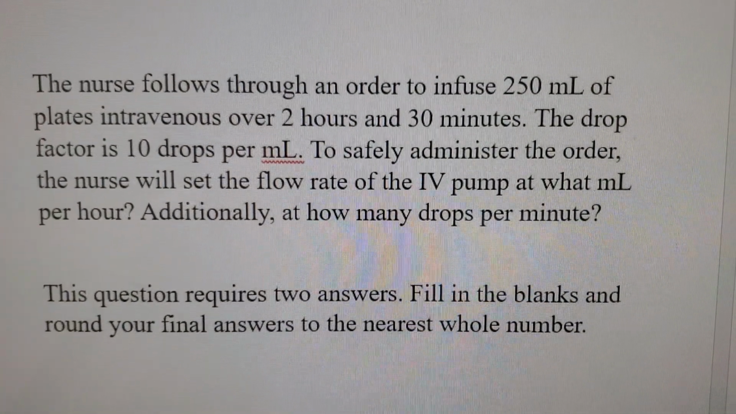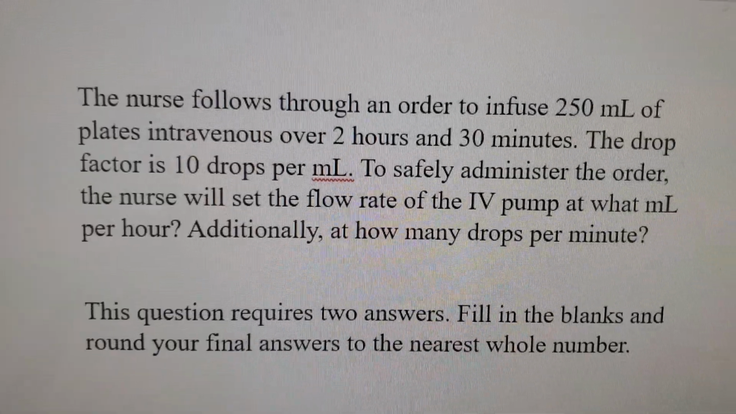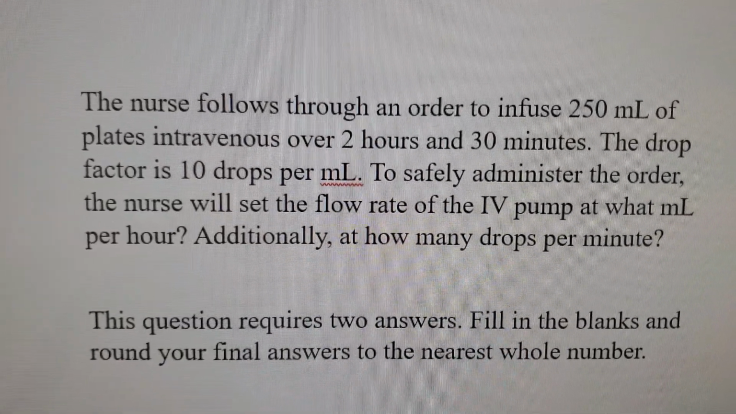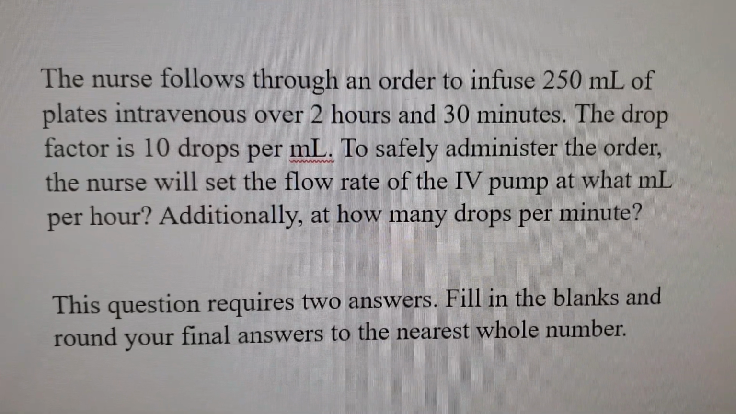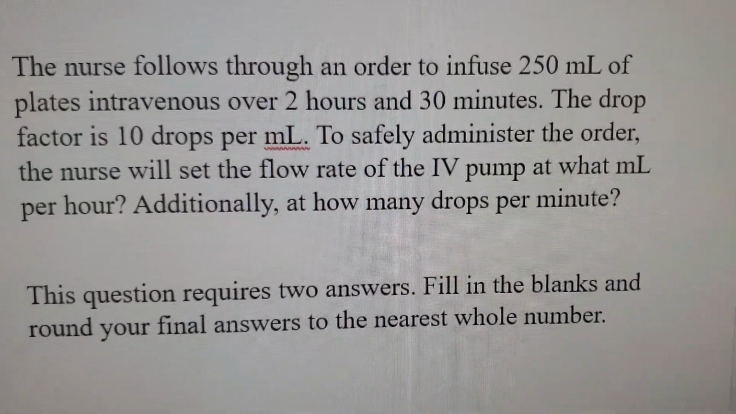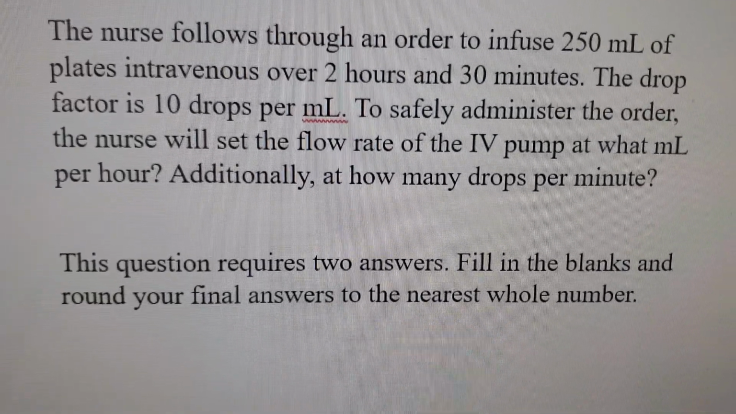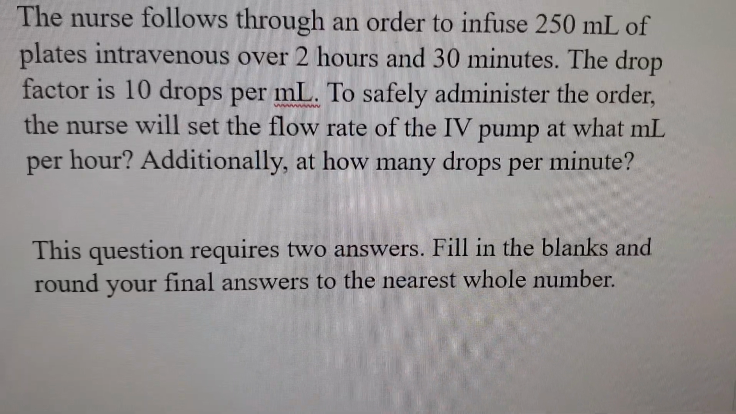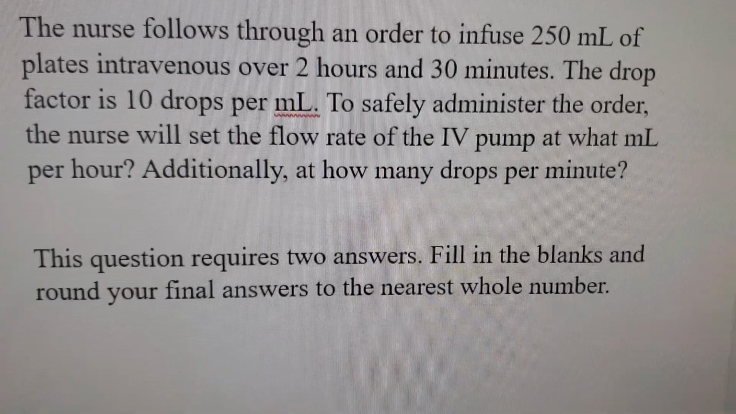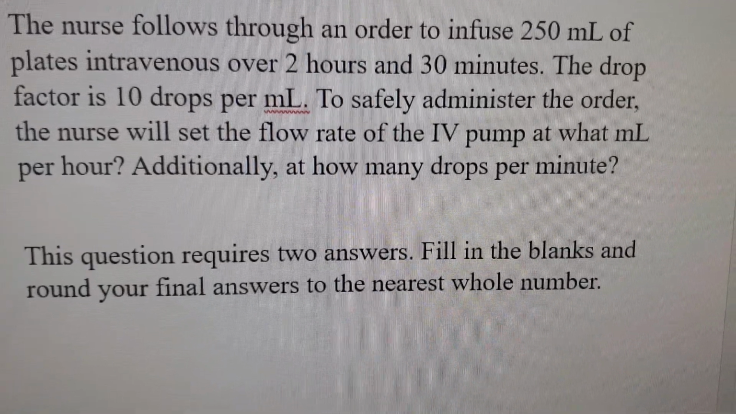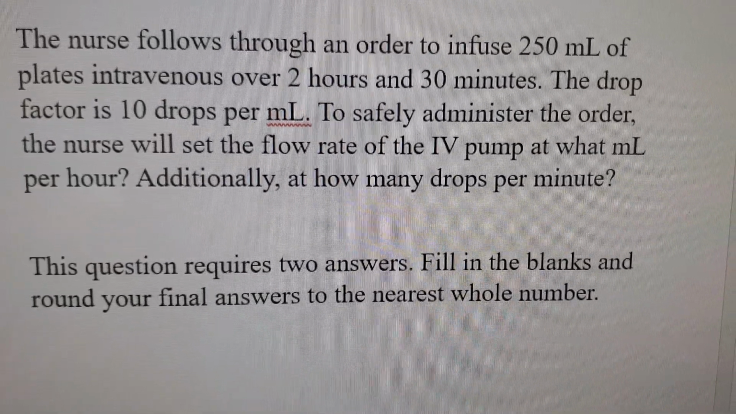Let's go to this question here, and I will end the video because I don't want it to be too long, and then I'll pick up another section and continue with it. It says the nurse follows through an order to infuse 250 ml of platelet, I believe that's what they tend to write, IV over 2 hours and 30 minutes. The drop factor is 10 drops per ml. To safely administer the order, the nurse will set the flow rate of the IV pump at what ml per hour, and additionally at how many drops per minute.